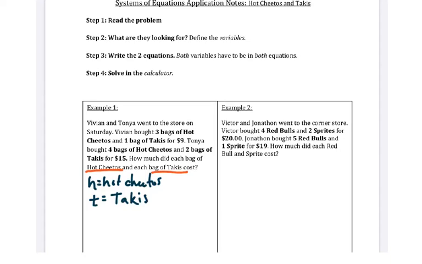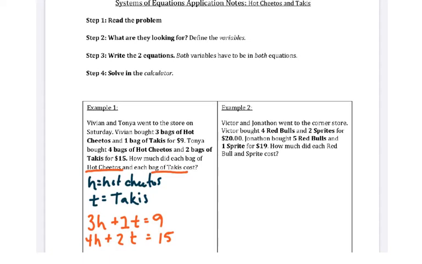So now we end up with writing our 2 equations. Both variables have to be in both equations. So if we look back here, it says 3 bags of hot Cheetos, okay? 3 bags of hot Cheetos plus 1 bag of Takis equals $9. Then the next sentence, Tanya bought 4 bags of hot Cheetos and 2 bags of Takis, and that costs $15.